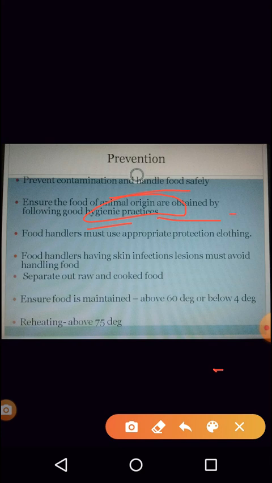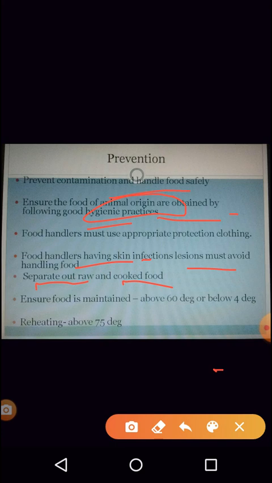If the person is milking the cow, they should not sneeze. If you sneeze, as I told you, the organism is present in your nostrils, and it can enter into the milk. So the person should clean and wash the hands properly. If the person is having any lesions, they should be covered, or the person has to be avoided. Food handlers, if they are having skin infection or lesions, must not handle the food. Separate out raw food and cooked food.